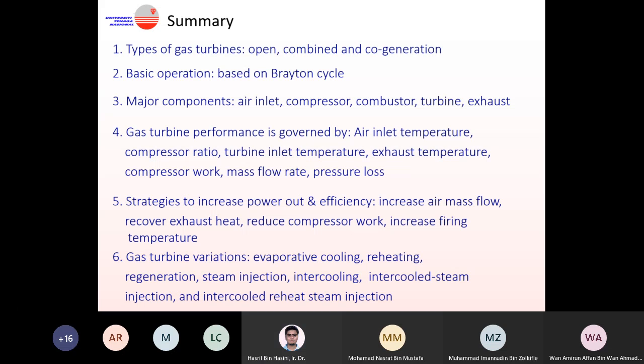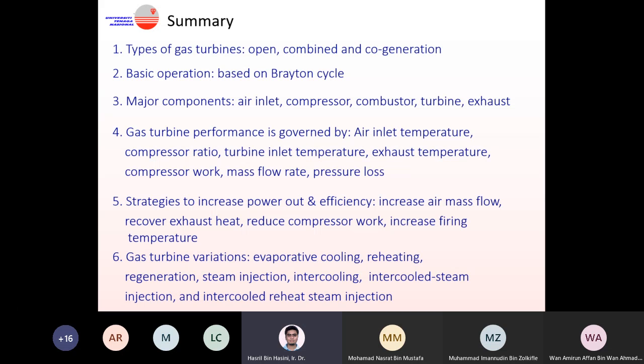So what are the key important points that you must know? We have open cycle, combined cycle, and cogeneration cycle. Make sure you understand the principal operation for an open cycle, the principal operation for the combined cycle, and also the cogeneration. At least you know how to differentiate between these three types of plant that utilize the gas turbine.